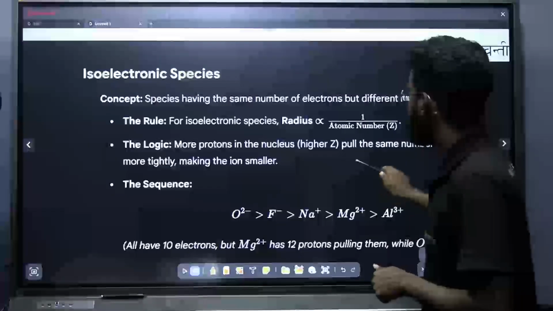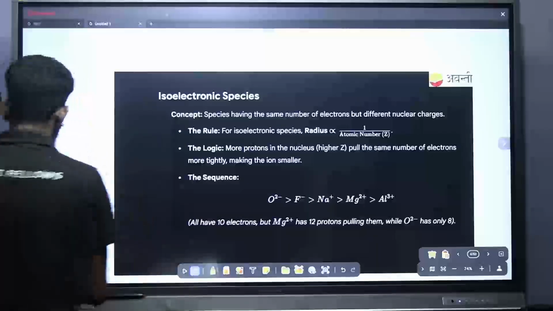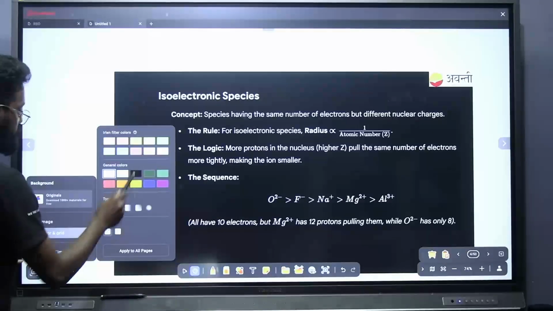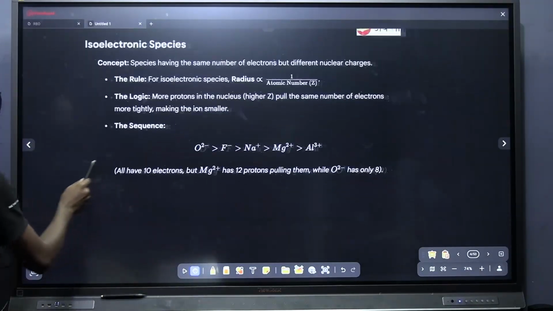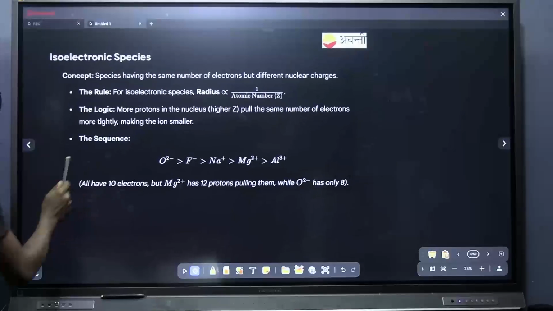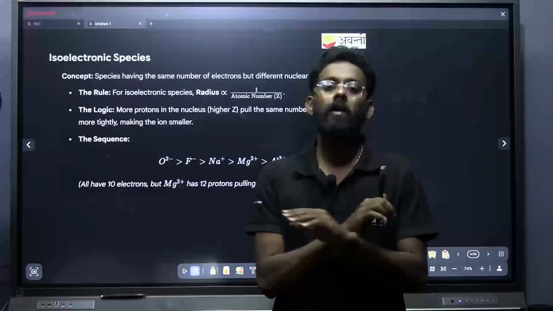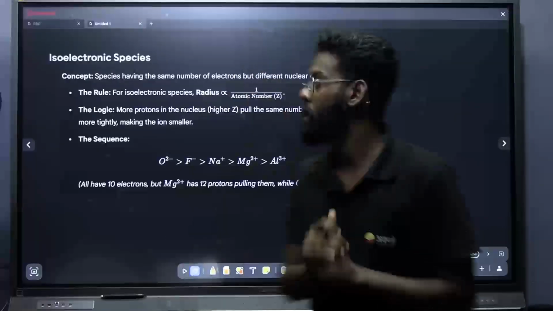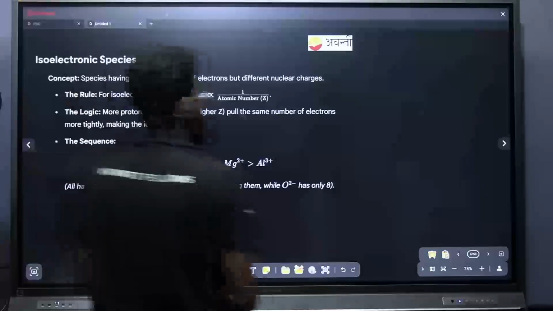Now we move to isoelectronic species. This is another point I want everyone to take note of. What is isoelectronic species? These are the species which have the same number of electrons.